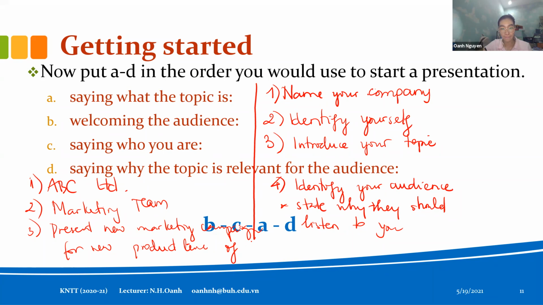Okay. Body care. New product line of body care. And number 4, our audience is the sales persons or the sales people. They should listen to my presentation because they are the ones who will sell the products, and they need to understand the product properties and the reasons behind our marketing campaign.